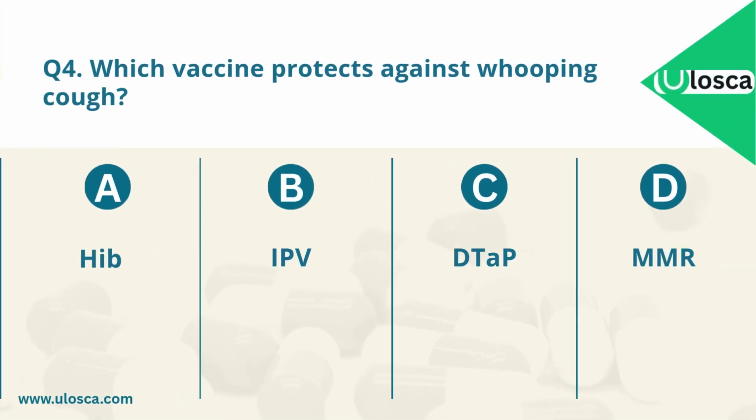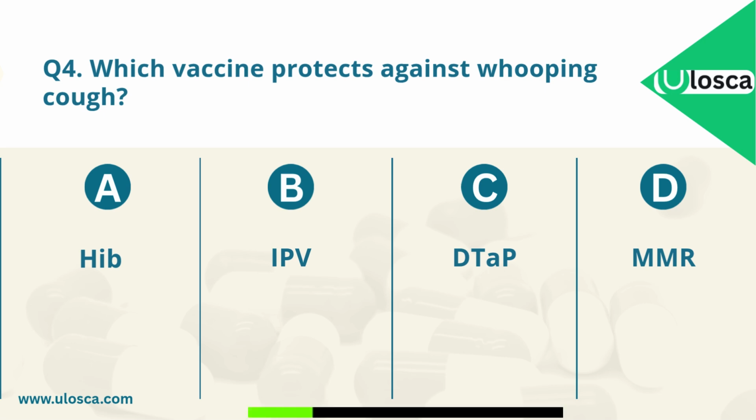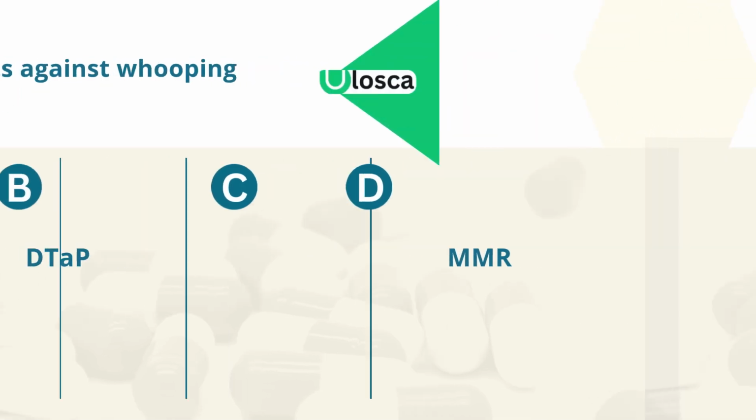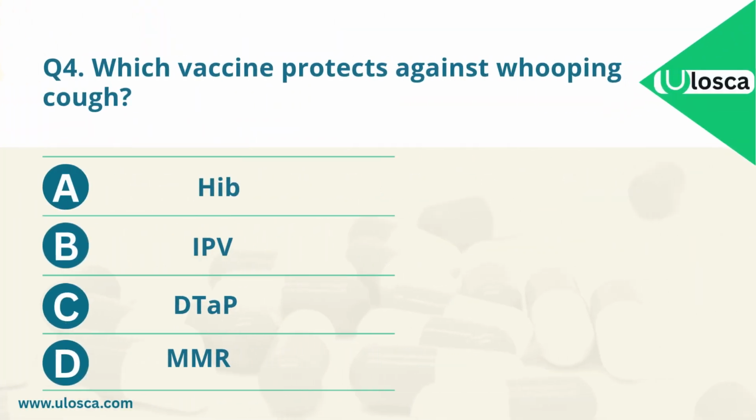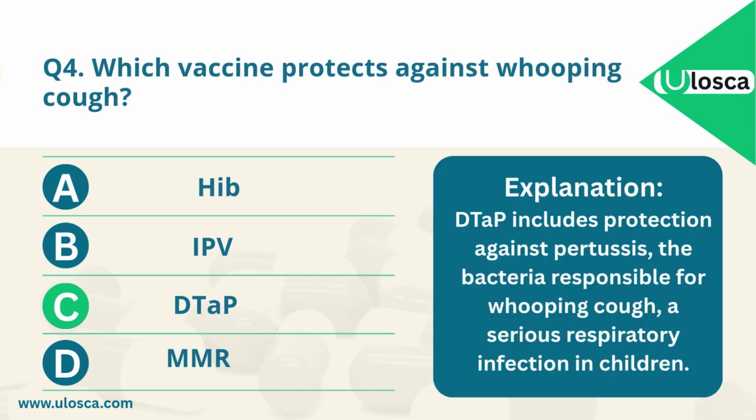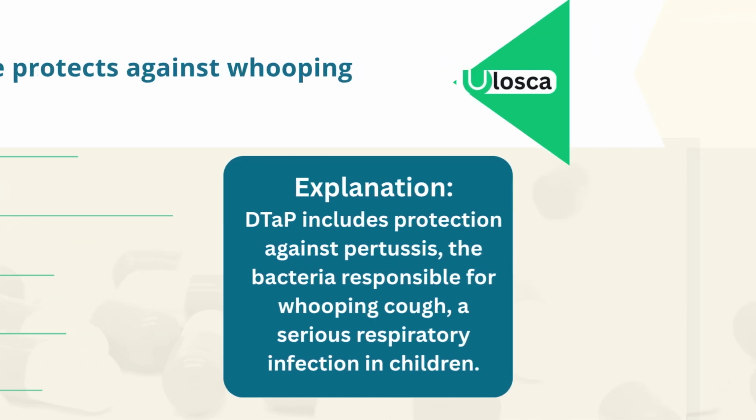Question 4. Which vaccine protects against whooping cough? A. HIB, B. IPV, C. DTaP, D. MMR. Which one is the correct answer? The correct answer is C. DTaP. Explanation. DTaP includes protection against pertussis, the bacteria responsible for whooping cough, a serious respiratory infection in children.